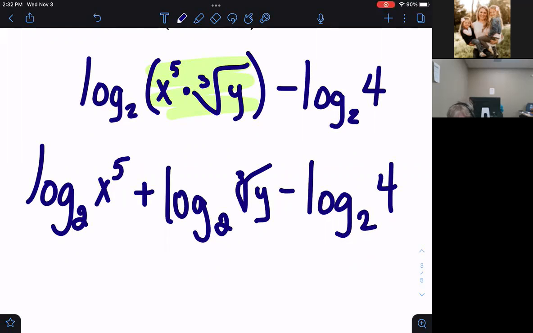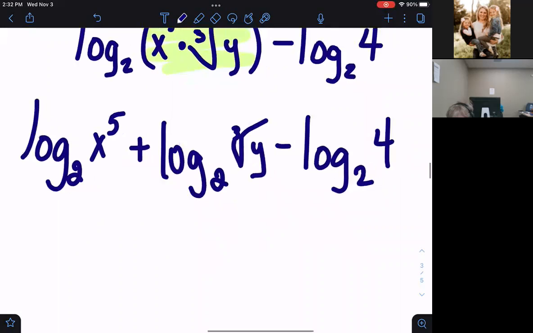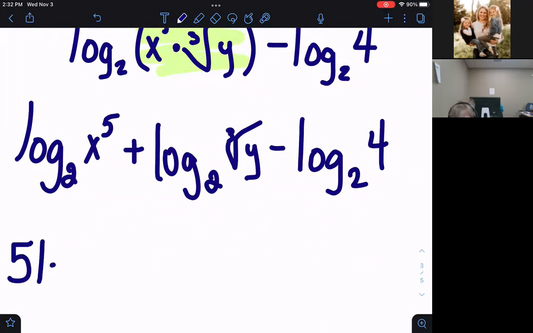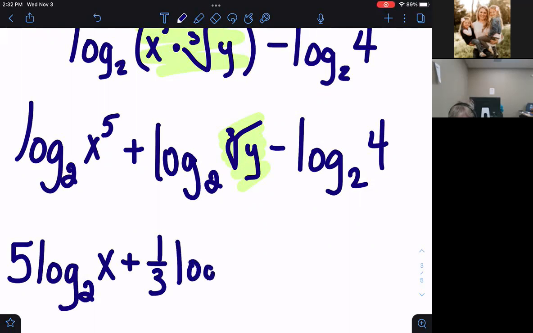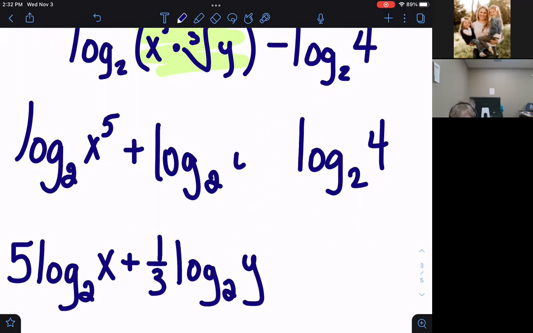Now we need to look at all of our powers. So the first one's easy to see. We have that 5 sitting with the x as an exponent. It's going to come down and become 5 log base 2 of x. Remember, we talked earlier, anytime you have, in this case, a cube root, that cube can be replaced with 1/3 as an exponent. So that 1/3 is going to come down, log base 2 of y. So if we wanted to, we could have written it right here as y to the 1/3 power instead of the cube root of y.